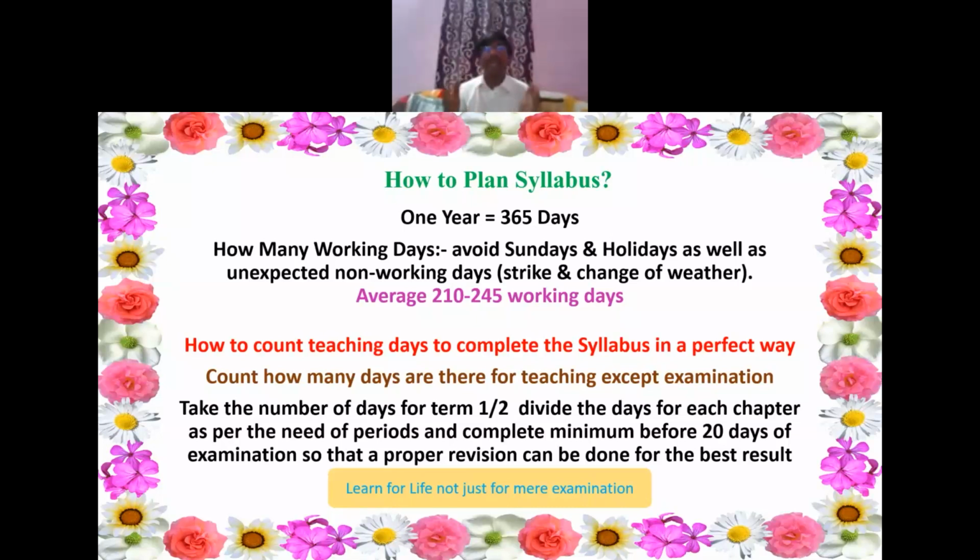So what do we have to do? If we have 100 days, my syllabus should be completed in at least 80 days. Between 75 to 80 days, the Term 1 syllabus should be completed. How? As per the need of the periods. Sometimes chapter 1 needs 5 periods, chapter 2 maybe 15 days, chapter 3 maybe 8 days. So as per the need of the chapter, we divide the periods required and finish in 75 to 80 days.